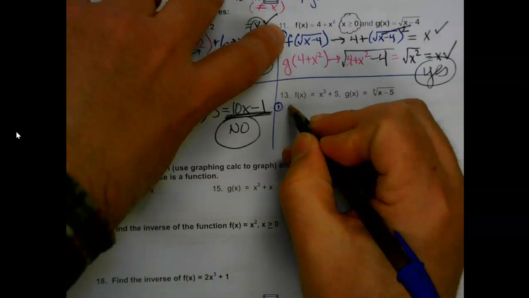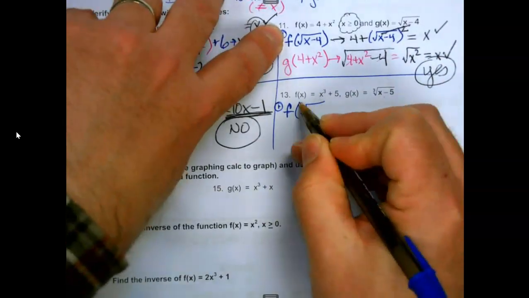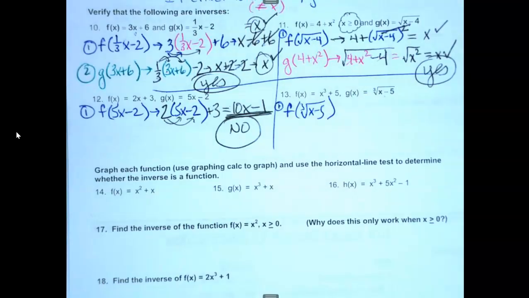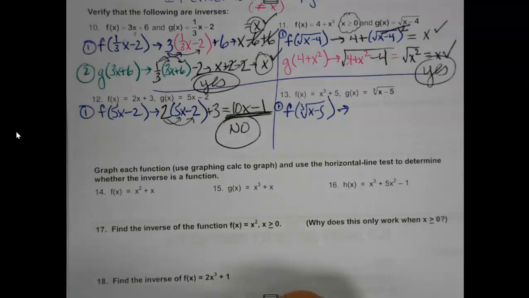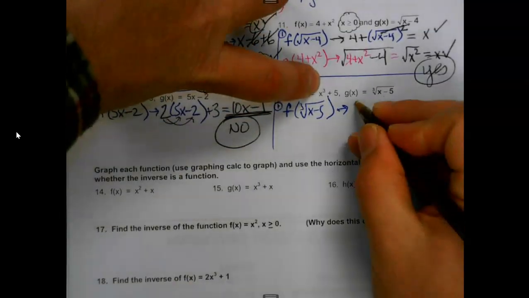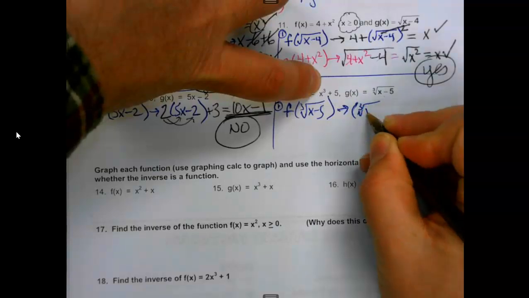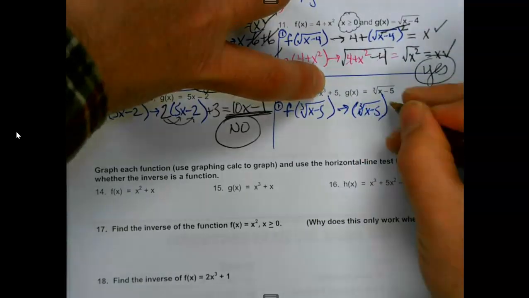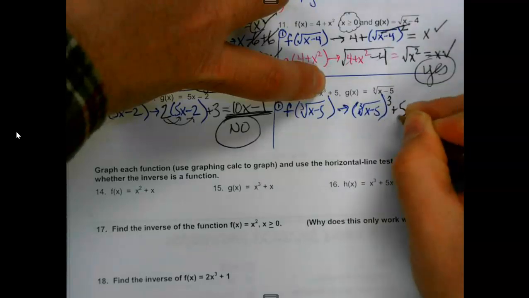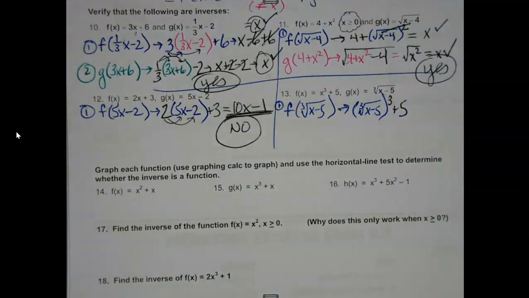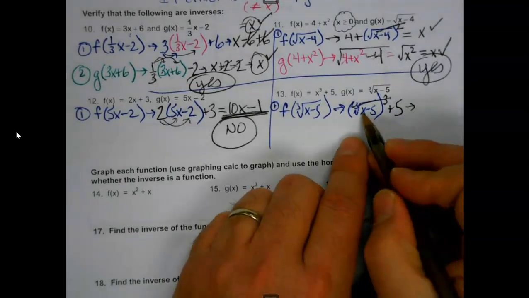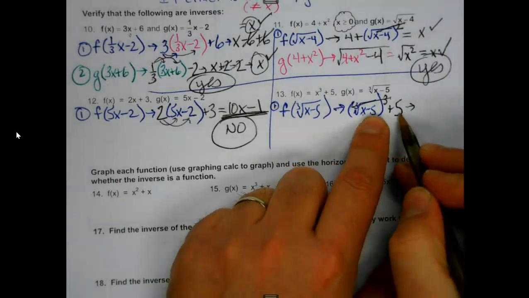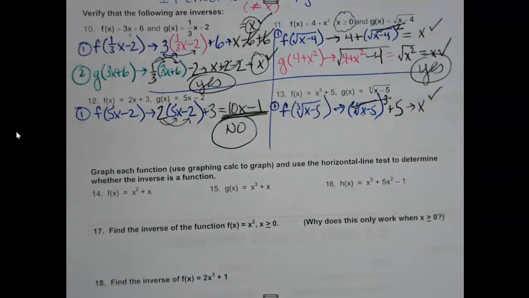All right, f of g of x. So here's my f. So we have got the cubed root of x minus 5 cubed plus 5. Again, the math's not going to be hard because cubed and cubed root cancel. x minus 5 plus 5, well, that cancels too. It gets me x. Okay, I'm good so far.